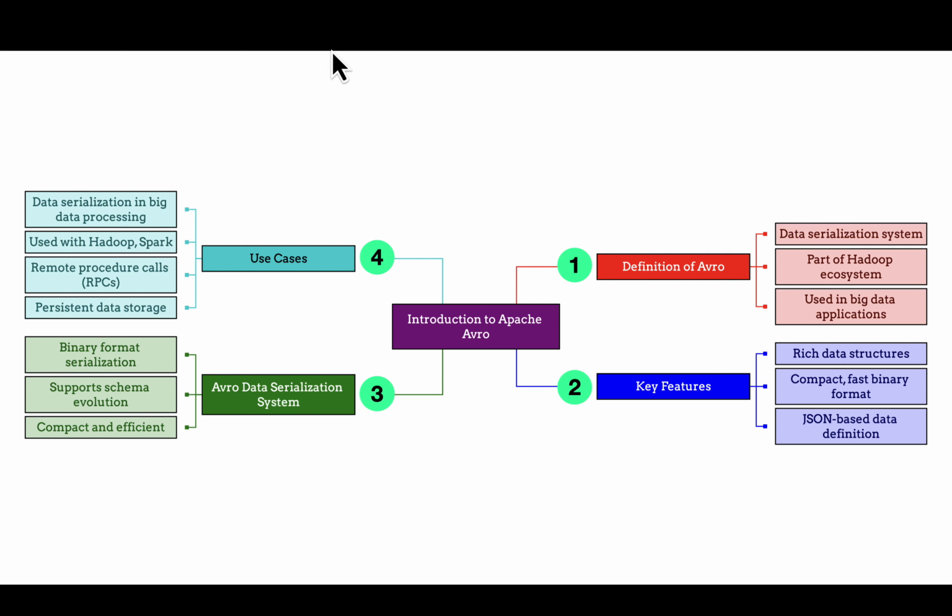4. Use cases. Avro is ideal for data serialization in big data processing, particularly with Apache Hadoop and Apache Spark. It's also used in remote procedure calls, RPCs, and data storage for persistent data.